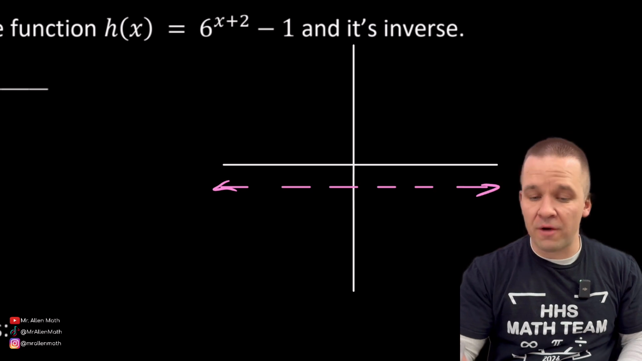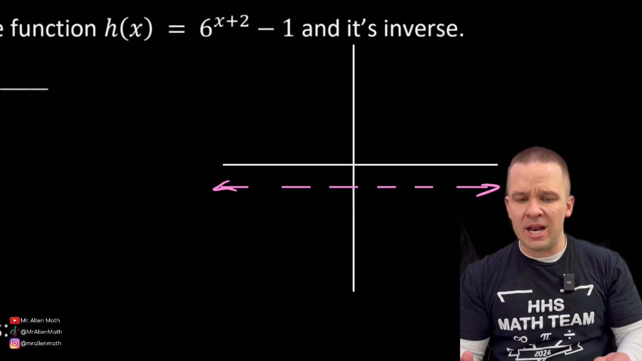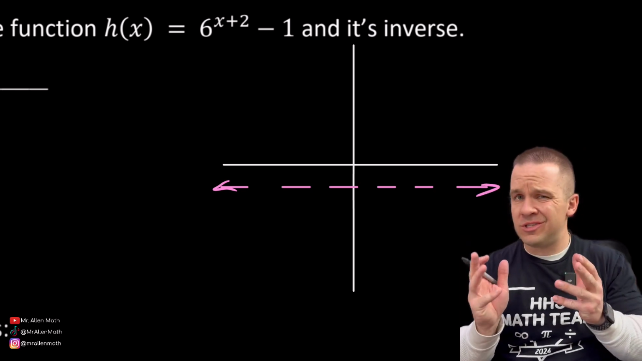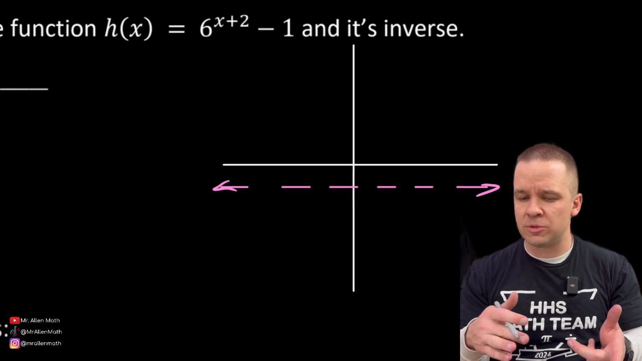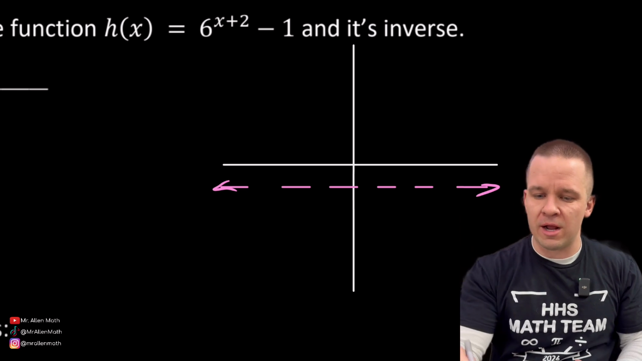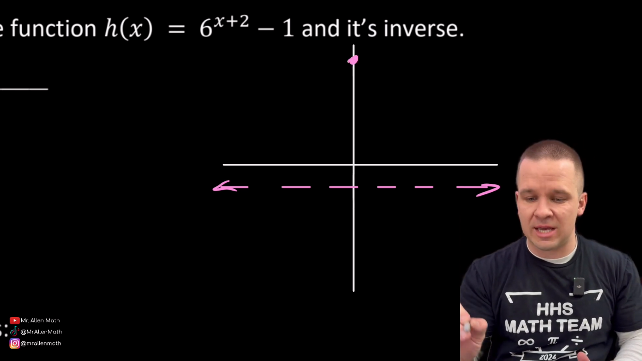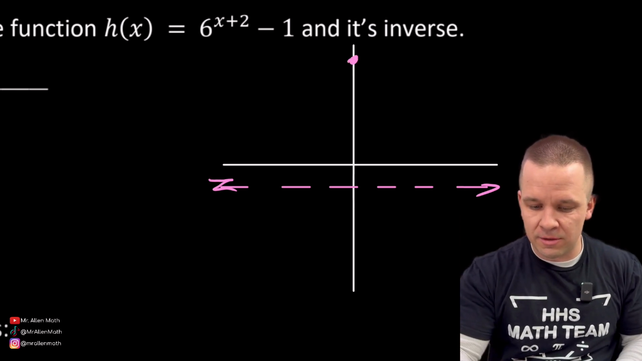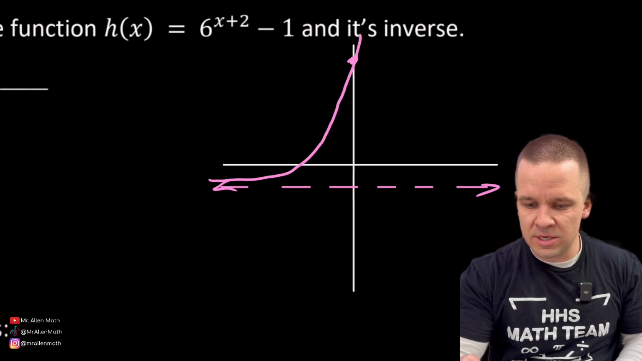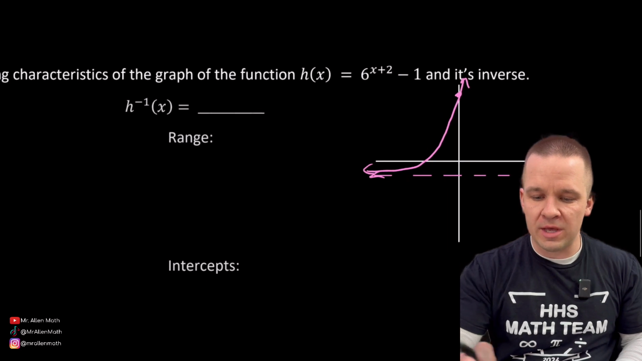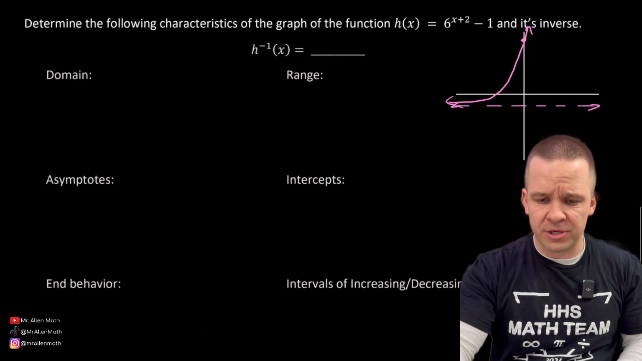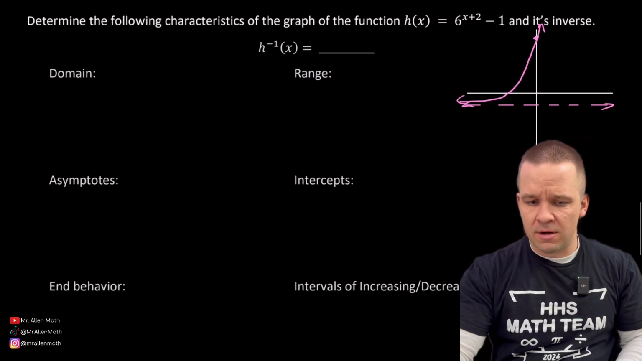And again, this is just a rough sketch, right? If I plugged in 0 for x, that'd be my y-intercept. I'm going to get 6 squared is 36 minus 1 is 31. So it's going to be way the heck up there. I'm not going to scale it, but it's going to look something like this. And this is enough to really answer the majority of the questions that we're going to talk about with the exponential function here.